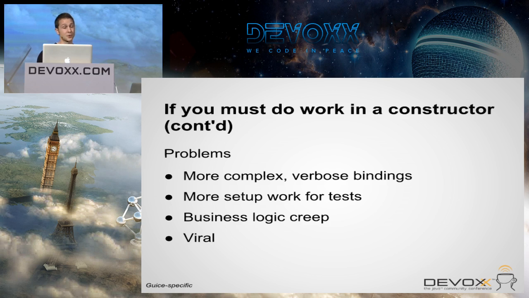It also has the potential problem of allowing business logic to creep into your provider methods and into your bindings, which is something we also discourage. And then it tends to be viral, in the sense that once you start having types that can throw these checked exceptions, any other objects that depend on that service, or whose construction depends on it, tend to also become those kinds of check providers as well.